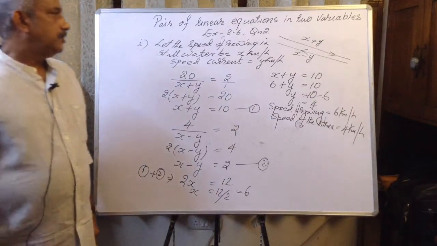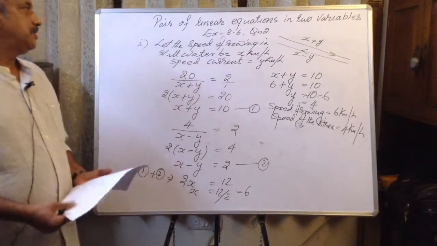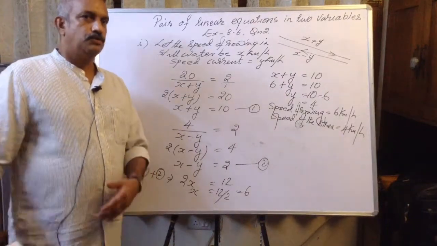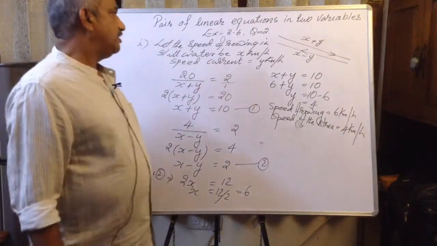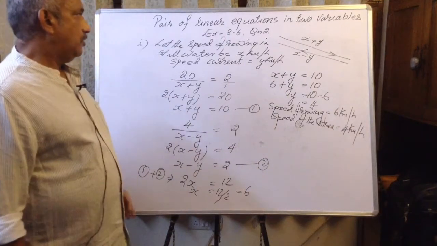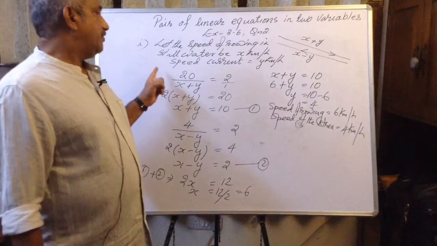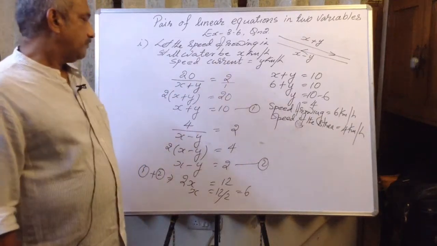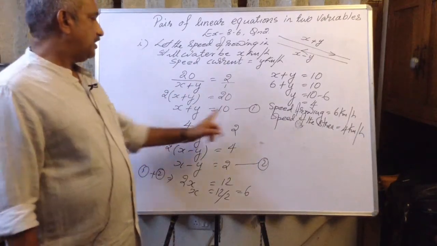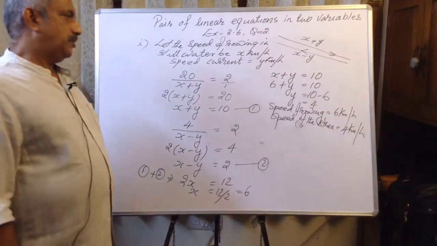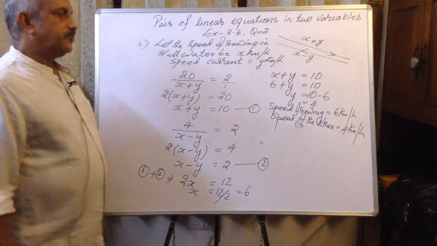Now let's see once again. Question says that Ritu, one girl, can row. Rowing is a sports event in the Olympics and all. So she can row 20 kilometer downstream in 2 hours and 4 kilometer upstream in 2 hours. Question is, find the speed of rowing in still water and speed of the stream.